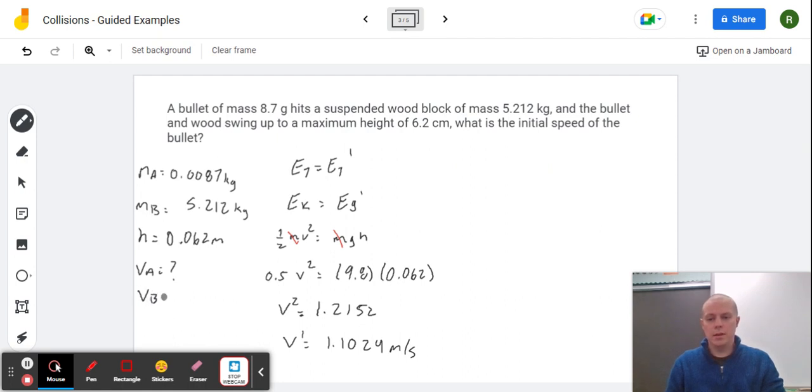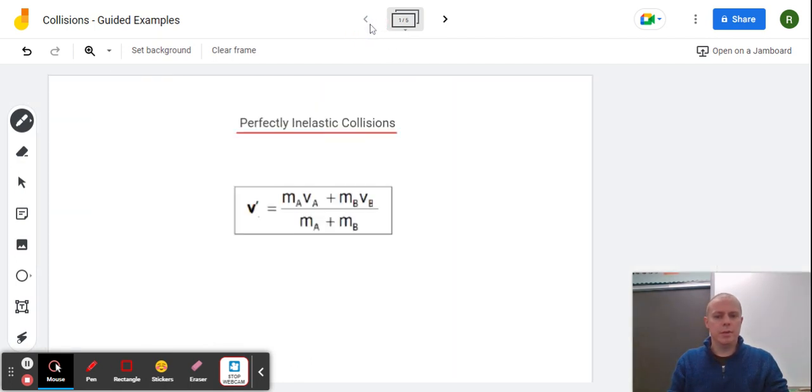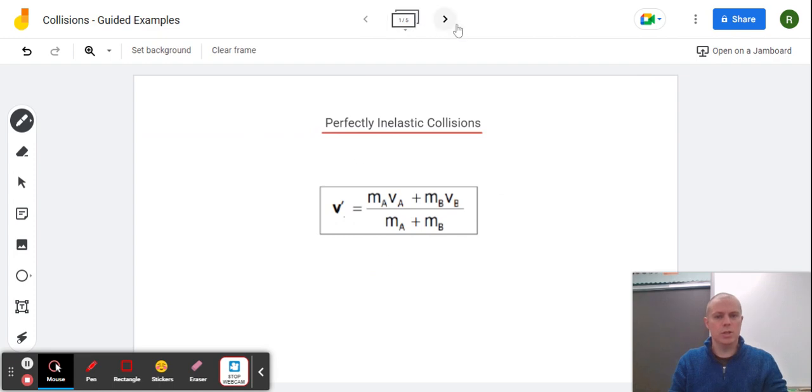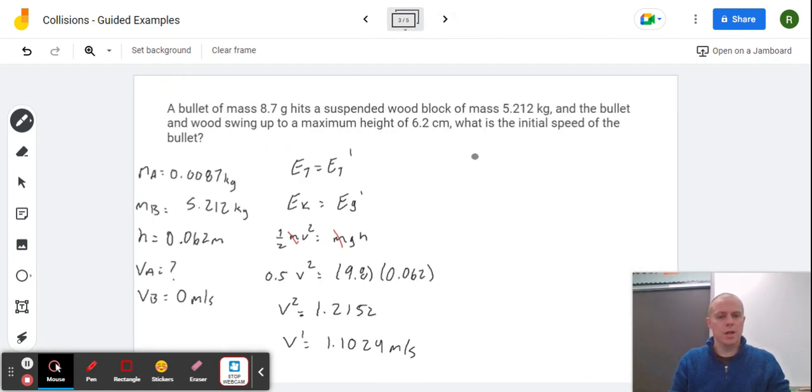And we also know that vb is 0. The initial speed of the block when the bullet is moving before they collide is 0. So now we can use this shortcut equation that we just picked up. We can take this equation and use it to help us find the initial speed of the bullet. This is 0 because vb is 0. So now we can start populating our numbers into here.